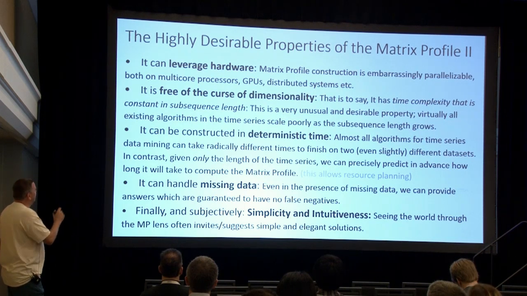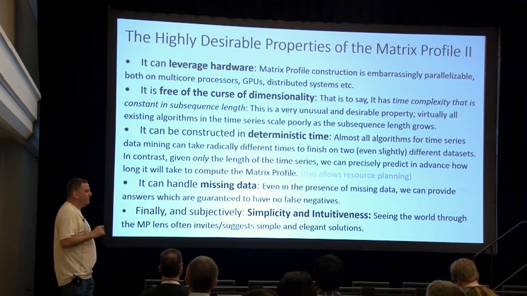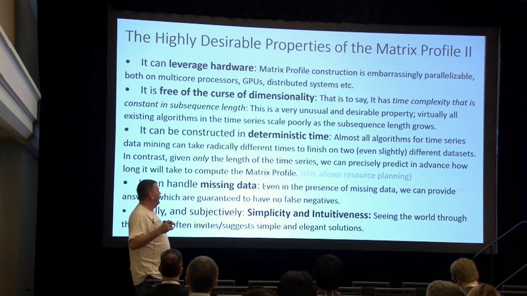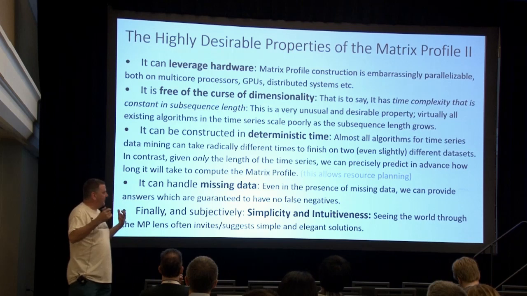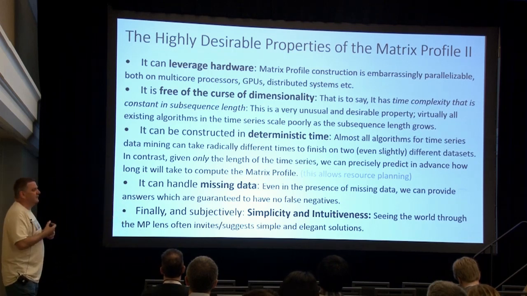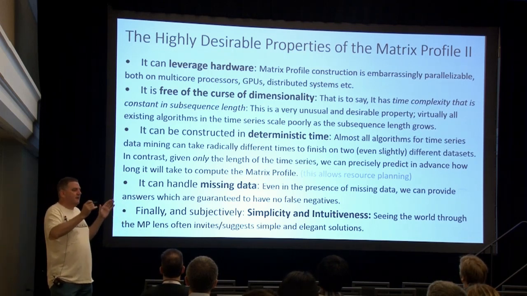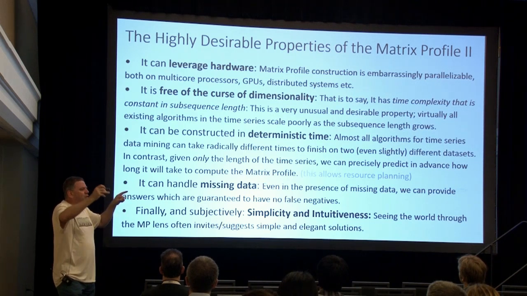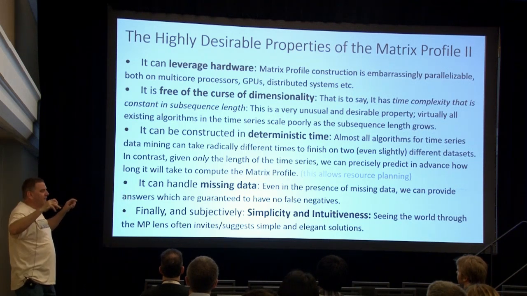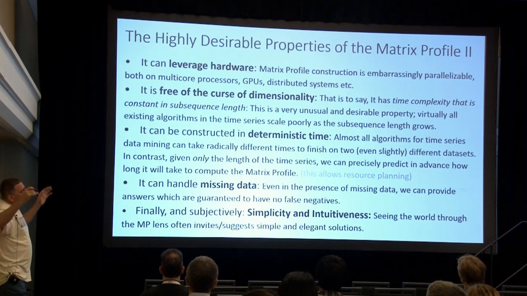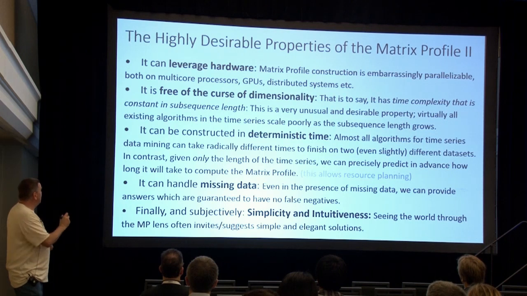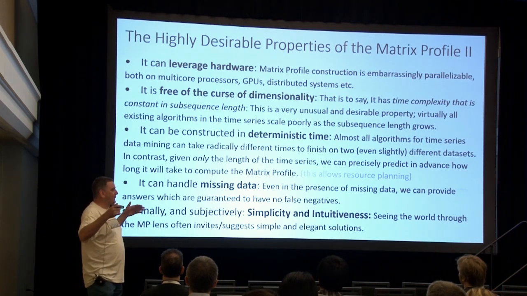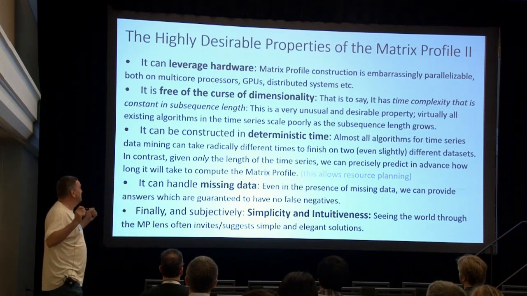This property we return to because it's very unintuitive. The matrix profile is 100% free of the curse of dimensionality. If you've worked with most types of data, especially time series, you'll know dimensionality is critical. Your algorithm might be reasonably fast for 100 data points. For 200 data points, it slows down quite a bit. For 400, it slows down quite a bit. And then for 800, it's basically worse than brute force search. In contrast, we don't care what dimensionality is. We've done dimensionalities up to 1,000,000, and we get the same speed as for 100.